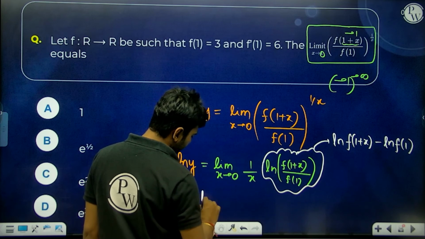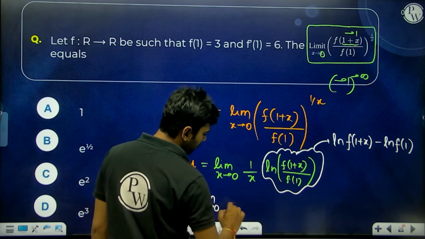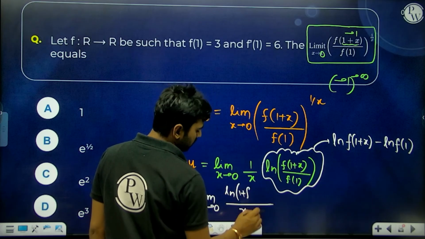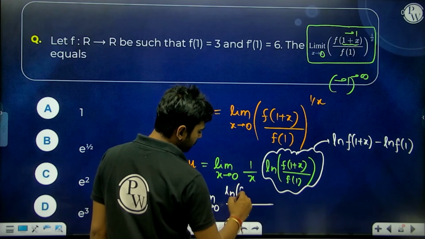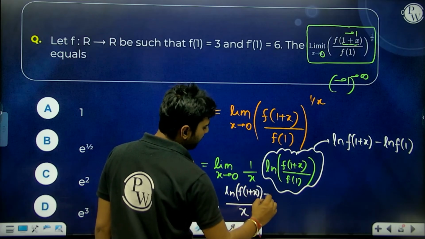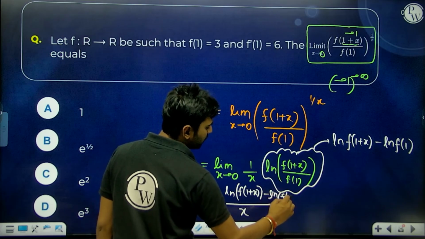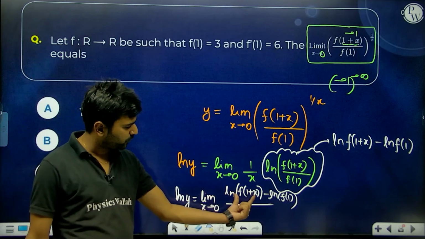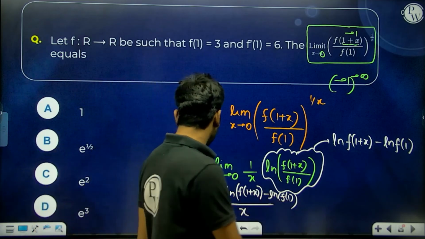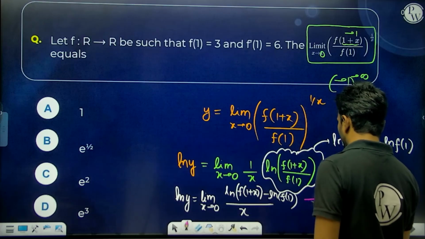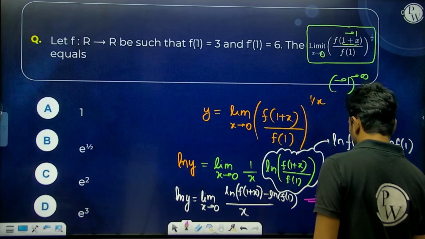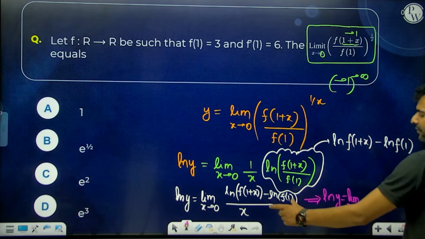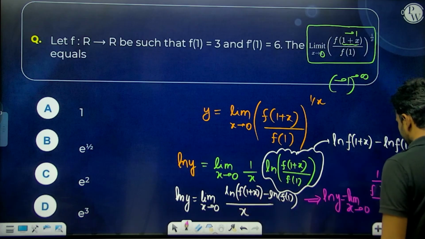So the moment you apply this particular thing over here, you're going to have ln y equals limit x tending to 0, x in the denominator, ln f of 1 plus x minus ln f of 1. So if this is the thing, then since x is moving towards 0, this thing is moving towards ln f of 1 minus ln f of 1. So tending to 0 upon tending to 0 form is there. So we can apply L'Hopital rule over here. So ln y equals limit x tending to 0. In the denominator, we're going to write down 1. And if we do the differentiation of this, then we're going to have something like this.